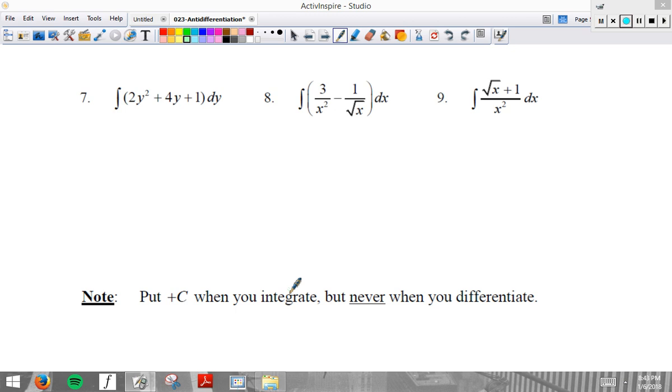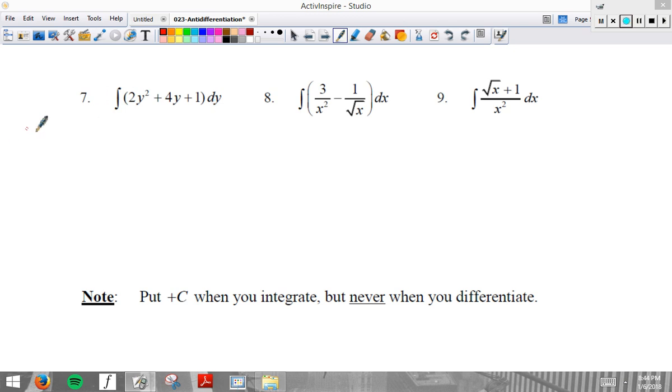So, put plus c when you integrate, never when you differentiate. A lot of students get into this bad habit. They think the plus c is, oh gosh, I always have to have it. No, you don't. Oh, a big one. So again, we're not going to have 1, 2, 3 c's. We're just going to do it at the end.